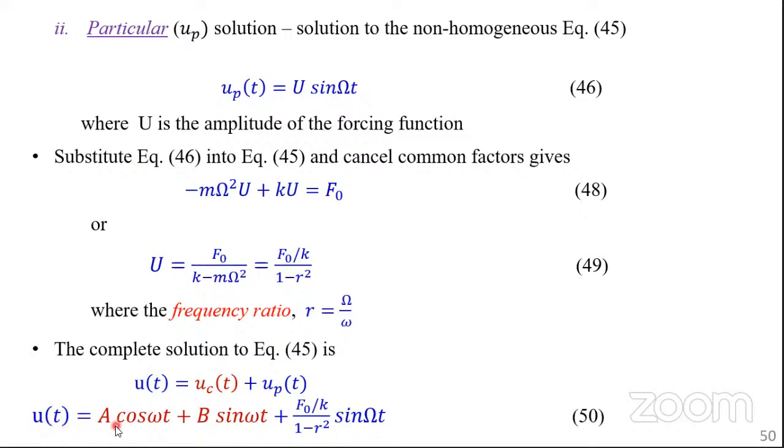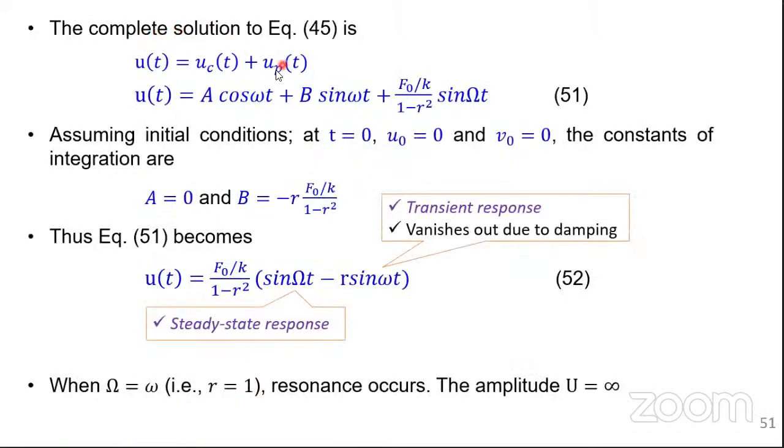And what remains to be obtained is just what A and B are. Remember, A and B we had calculated for the complementary solution, for the free vibration, in the second lecture. So let's see now how to obtain them in this case.